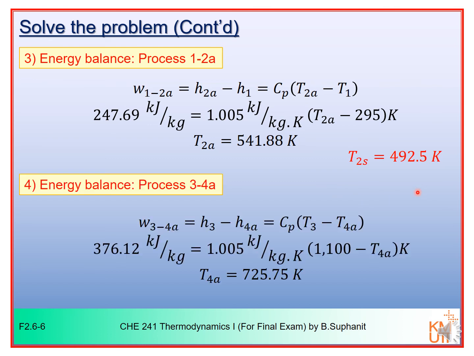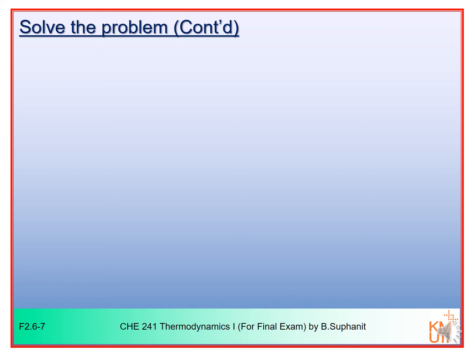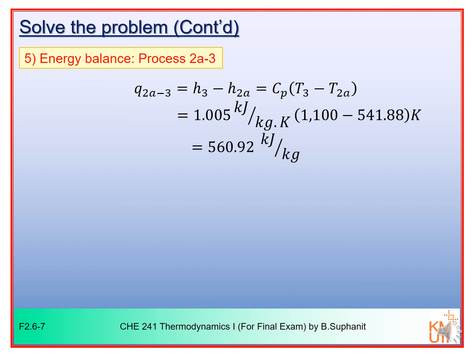We also get T4A at 725.75 Kelvin from mass and energy balances in process 3-4A. Likewise, the actual turbine exit temperature is higher than the isentropic turbine exit temperature due to irreversibility during expansion. Next, the actual heat input or Q2A3 can be determined from the mass and energy balances in process 2A3. We get Q2A3 at 560.92 kJ per kilogram.